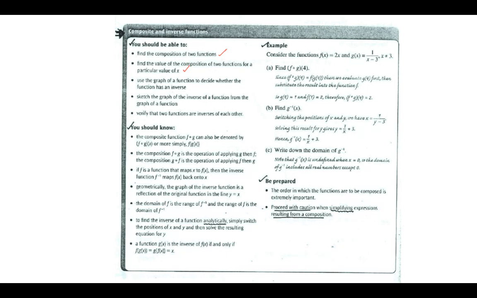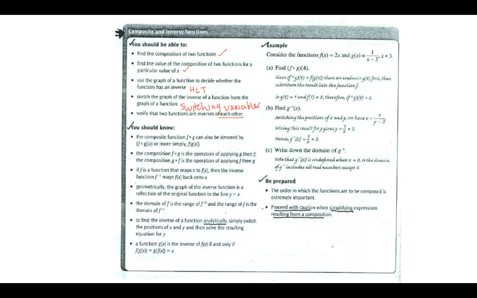Use the graph of a function to decide whether the function has an inverse. Ooh, right? Like, is that function one-to-one? Does it pass what we've been referring to as the horizontal line test? Sketch the graph of an inverse function from the graph of a function. This is the idea of switching the variables, right? See how much we've already learned? Can you verify that two functions are inverses of each other, whether you're using algebra or composition? We've learned a variety of ways to do that.